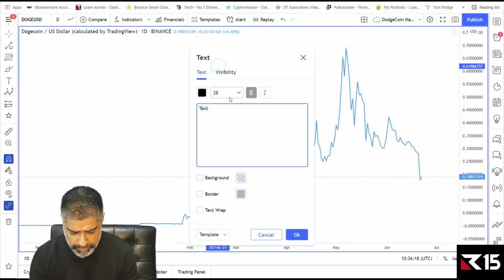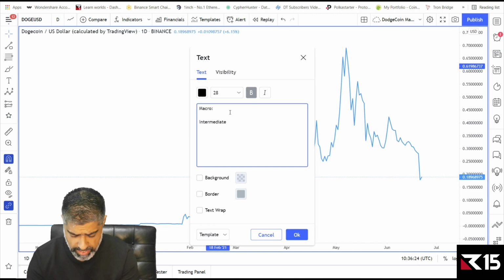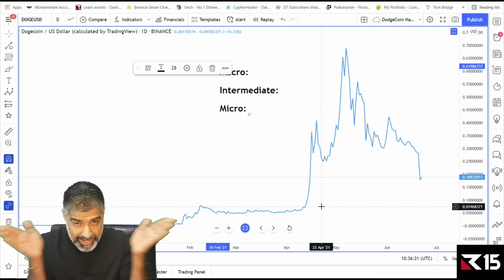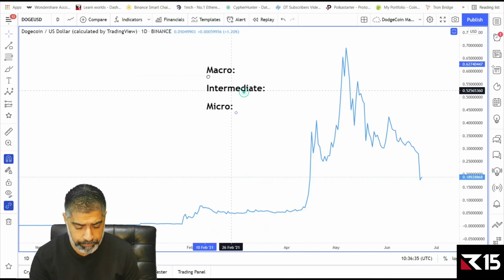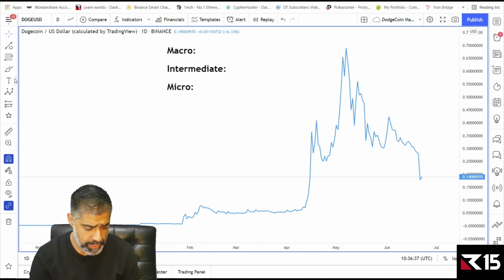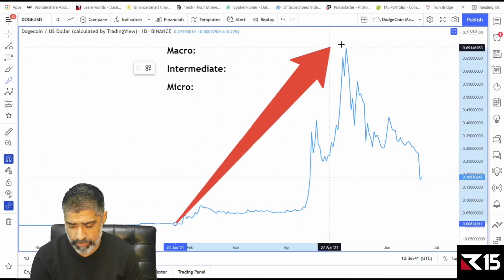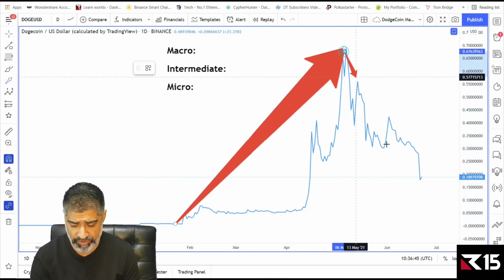So I'm going to get up the text box. What we're going to look at is the macro, the intermediate, and the micro. And this is going to allow us to look at 3 degrees of counts, which allow us to really narrow in on what's likely to occur next. So let's just start. First of all, let's get up an arrow. And I want to get this really clear. So what's clear? Right, macro count, we have a nice move up and we've had a nice correction.